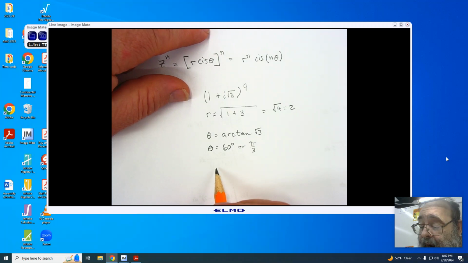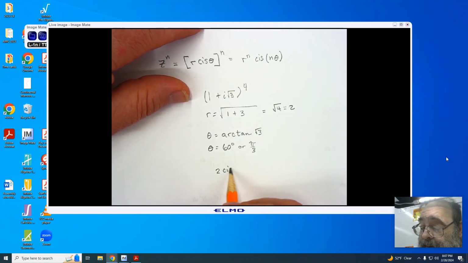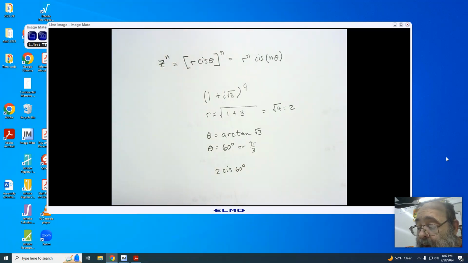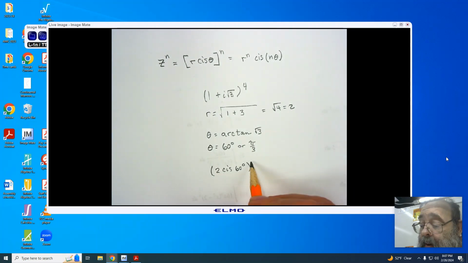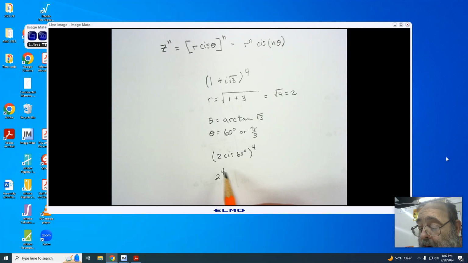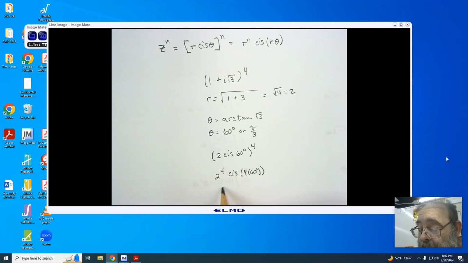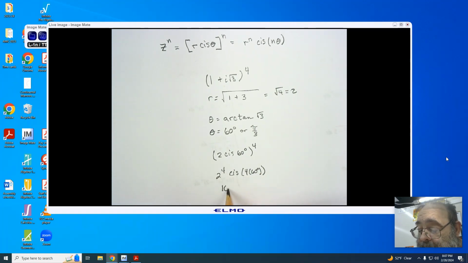We're going to say, well, I have 2 cis 60 degrees. And I want to take this to the 4th power. So I'm going to do 2 to the 4th power cis of 4 times 60 degrees. 2 to the 4th power is 16 cis, and I now have 240 degrees. This would be my answer in polar form.